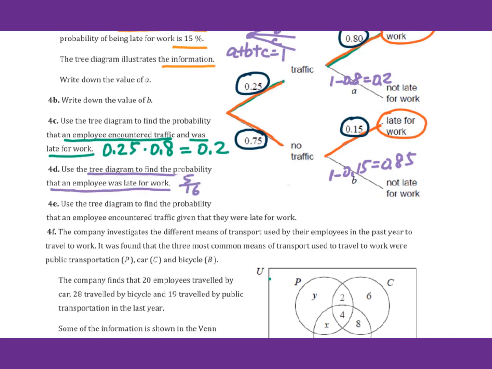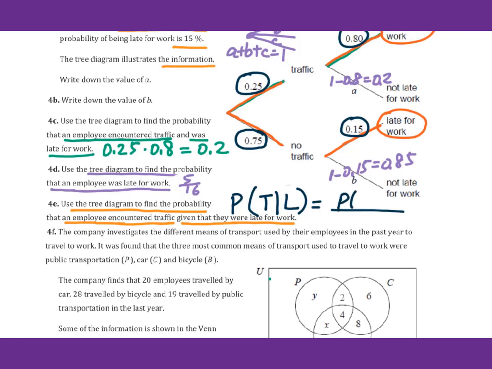Now let's go to 4E. Use the tree diagram to find the probability that an employee encountered traffic given that they were late for work. That means I'm looking for a probability. Given that means a bar. Late, I use L to stand for that. And traffic, I use T to stand for traffic. You will get the probability of traffic intersect late over the probability of late.